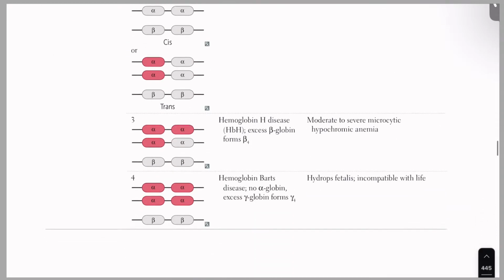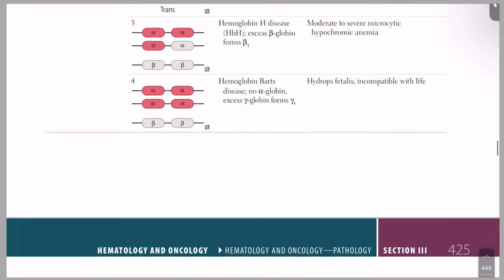cis and trans. Third, hemoglobin H disease, HbH, excess beta globin forms beta 4, moderate to severe microcytic hypochromic anemia. Fourth, hemoglobin Bart's disease, no alpha globin, excess gamma globin forms gamma 4. Hydrops fetalis is incompatible with life.